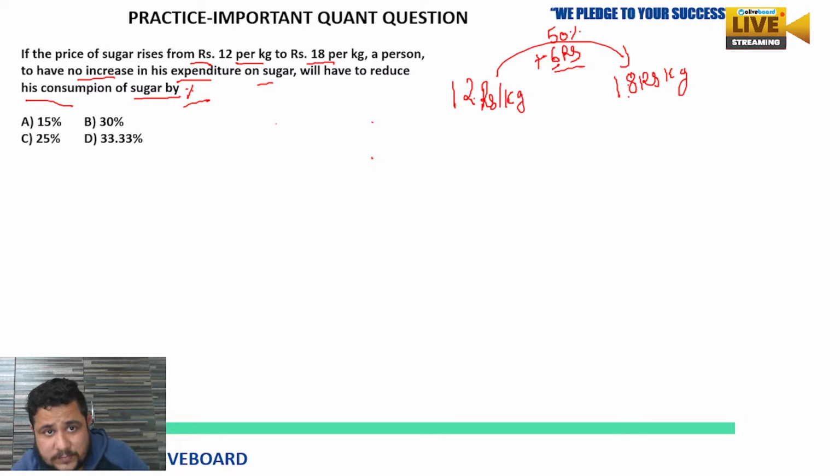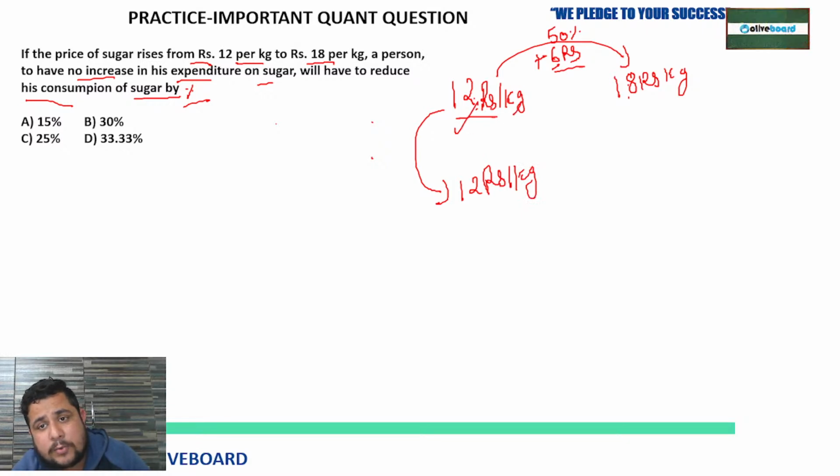So now how much less sugar he has to use to maintain the expenditure, so his expenditure will remain same. So earlier he was spending 12 rupees, now also he is going to spend 12 rupees. So earlier he was getting 1 kg at 12 rupees, but now 18 rupees per kg is the price. Are you getting the point? 18 rupees per kg is the price. So now he will get the sugar at which rate? 18 rupees per kg rate. Okay. So now at 12 rupees, how much sugar he will get?